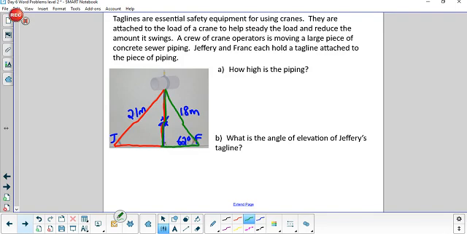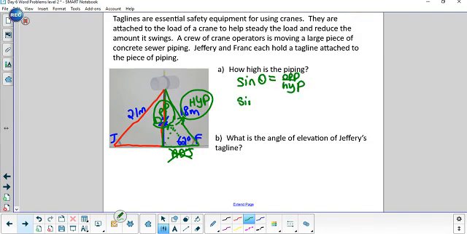So if we label this triangle, we have our hypotenuse across from the 90 degree. Across from the angle we know is our opposite. Then we also have adjacent. Adjacent is useless. We know the hypotenuse, we're looking for the opposite. So we need to use our sine ratio.